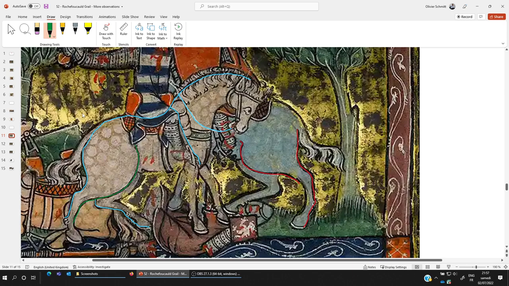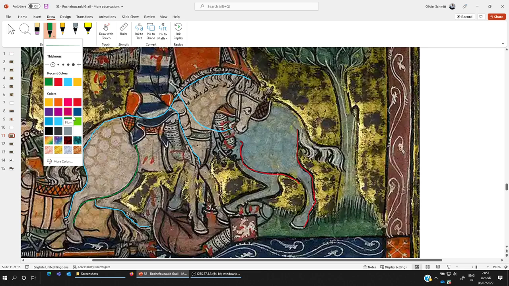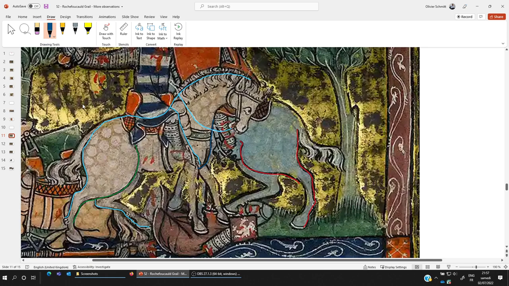Okay. And I think that's it. No, I had another one, which was that one. So I'm going to use the blue here. And that was another line. Okay. So what do we do with all these lines now?